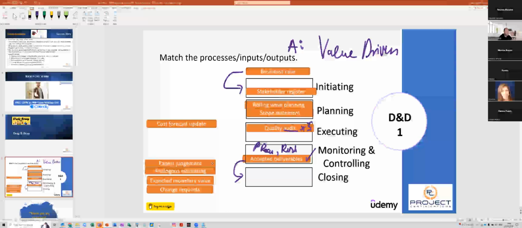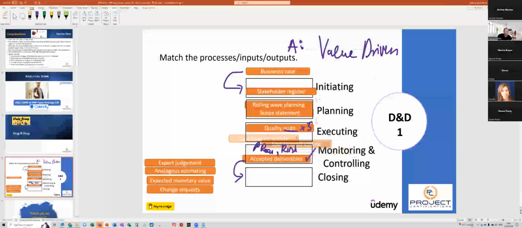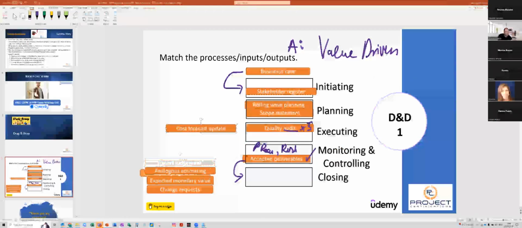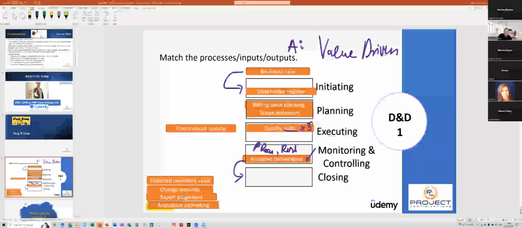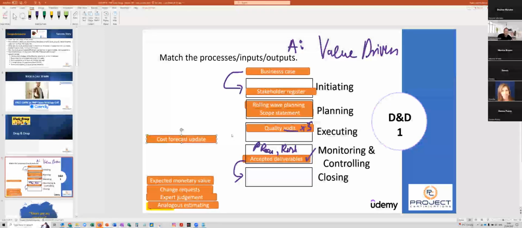Now, is this going to be execution or is it going to be monitoring, controlling? So it should go execution or it should go monitoring, controlling. Now, what do you guys think? Can you put it into the chat? That would be awesome. So David already sees monitoring, controlling.